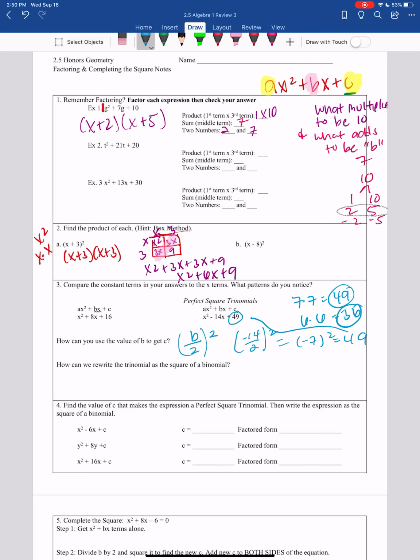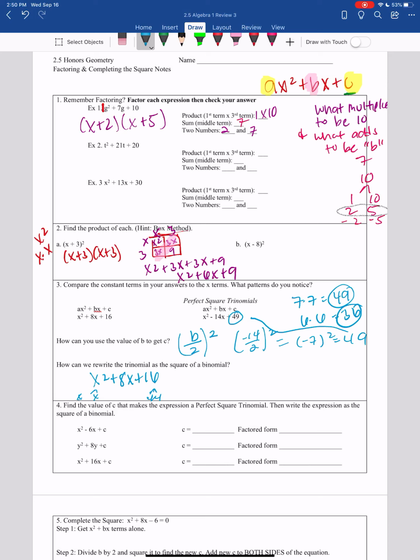So we can write a trinomial as the square of the binomial, which means, if I have x squared plus 8x plus 16, okay, what multiplies to be 16 and adds to be 8? Because a perfect square is at the beginning of the formula and at the end of it, I'm thinking, okay, here's x, and here's 4 and 4.